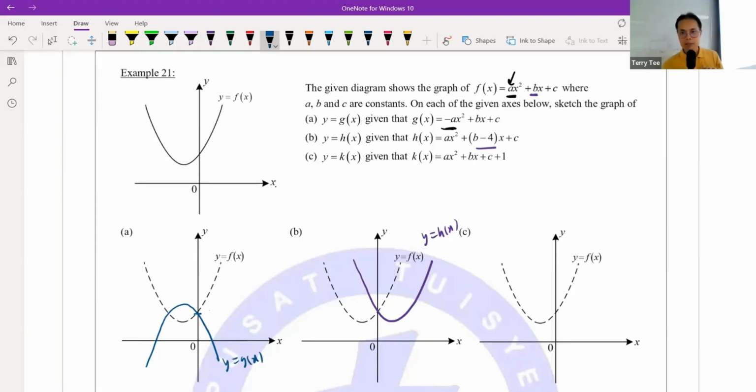Next, how about part C? Now, what happened to your C here? There's a +1 here. So what should I do? Shift it up by 1. We can't really show it exactly, maybe I just draw like that. This is your C +1, just to show that the C value is higher. The y-intercept is higher. The shape remains the same. This is y equals kx.